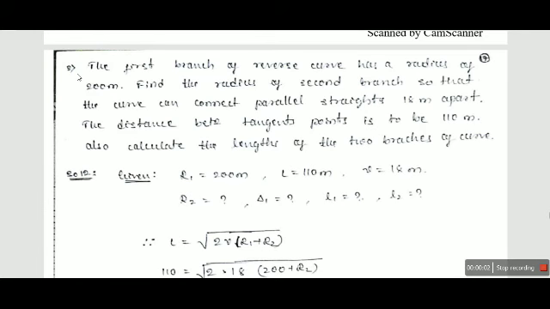Problem on the reverse curve. In this case, the first branch of the reverse curve has a radius of 200 meters. Find the radius of the second branch. These are connected by two parallel straights that are 18 meters apart, that is V. And the distance between the tangent points is 110 meters. It is not measured in the parallel direction, so it is not h. This is capital L. Then also calculate the length of the two branches.